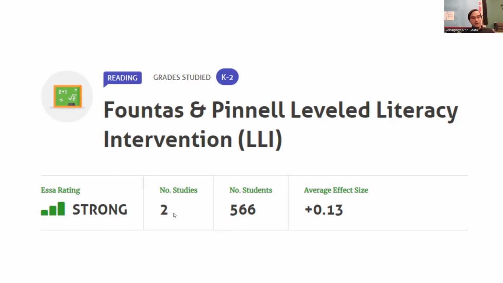Again, there are more than 2 studies on level literacy instruction. However, evidence for ESSA's model is they pick the highest quality studies. They don't look at every study. And lastly, we see the effect size.